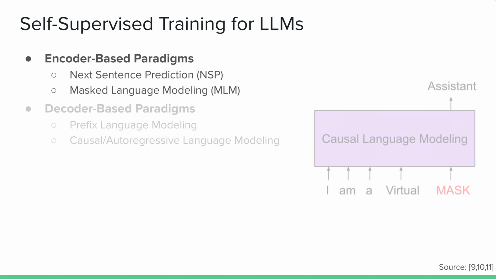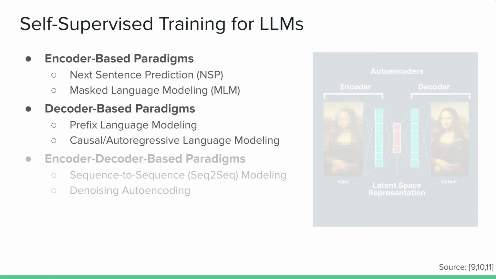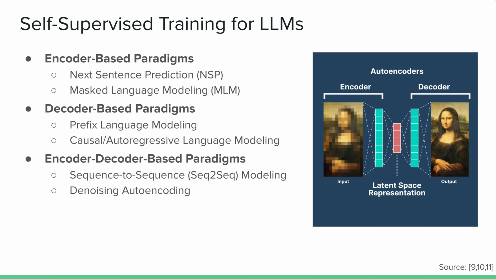Decoder-based paradigms include techniques like prefix language modeling and causal autoregressive language modeling. These are central to models like GPT, where the task is to predict the next token in a sequence given the prior context. See in the right image how the model predicts the mask as assistant. In encoder-decoder-based paradigms, we have models that operate in a sequence-to-sequence fashion, such as in translation tasks or denoising autoencoding, which is used to reconstruct original inputs from corrupted versions.